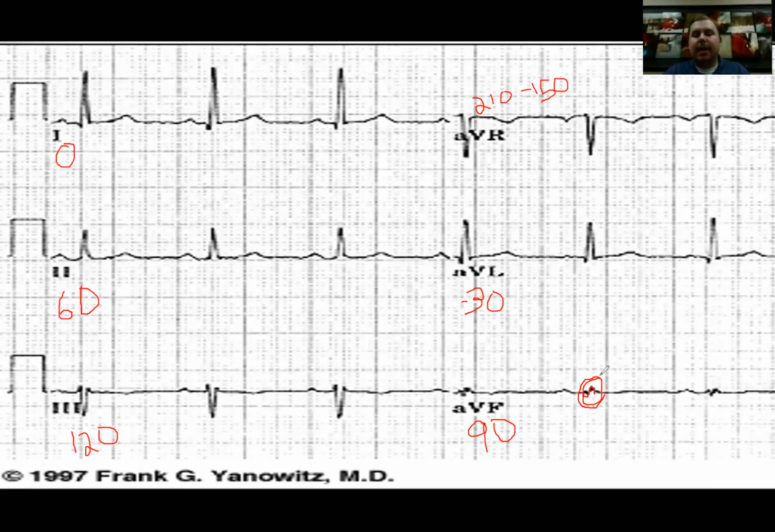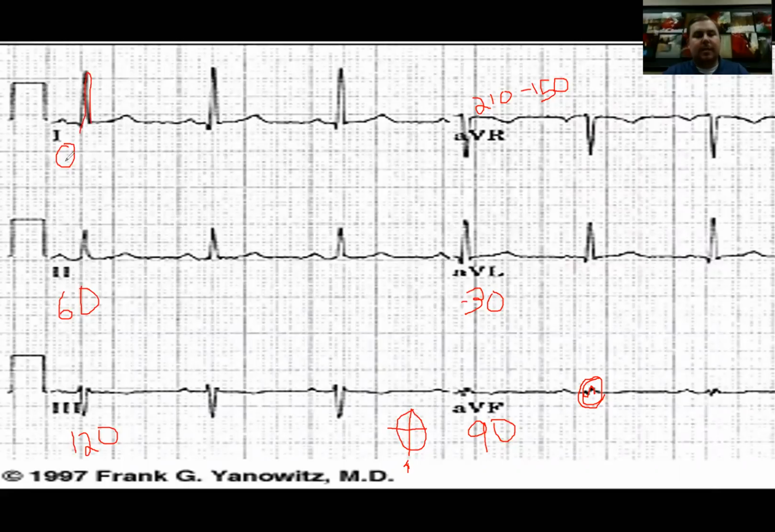So aVF is my isoelectric lead. It sits at 90, so that means if I draw my little circle, it's looking up from here at the bottom. My next step was to find my positive leads, which is easy enough: which lead has the tallest R wave. If I look at these 6 leads, lead 1 has an R wave that's roughly 12 millimeters tall. So that's going to be lead 1.